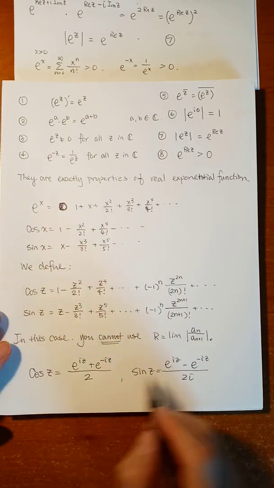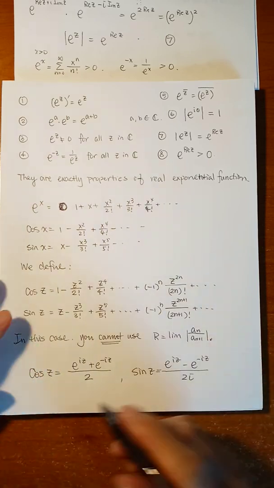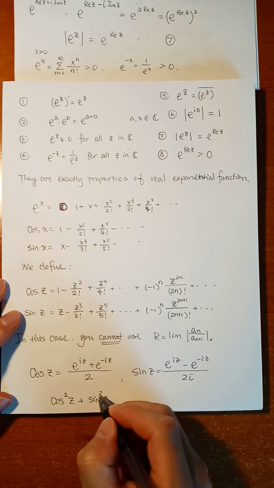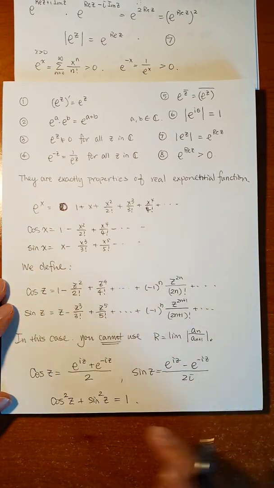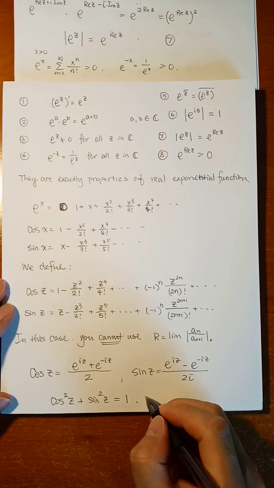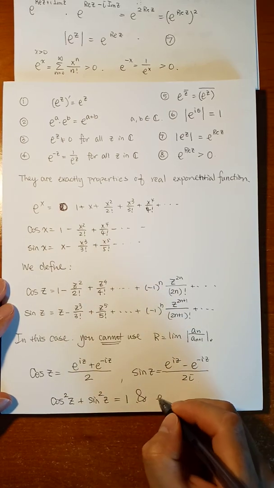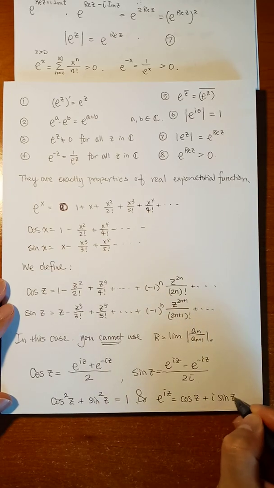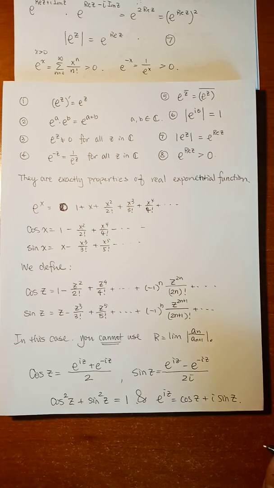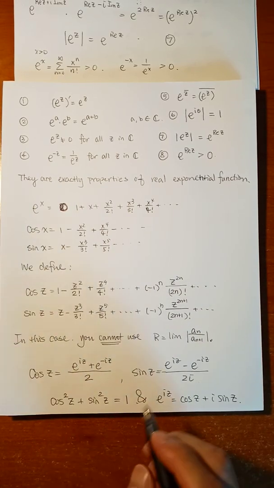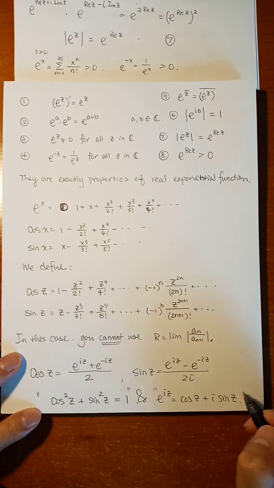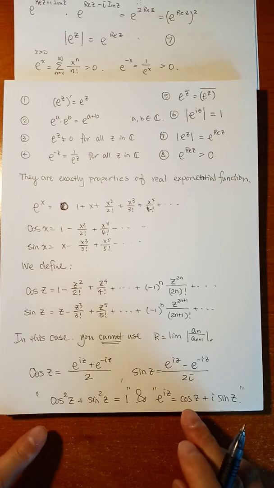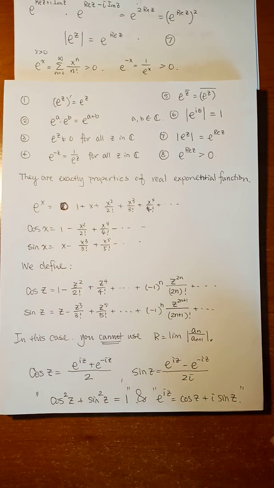And with this property, you do a square, you will get cosine of z squared plus sine of z squared is still equal to 1. And e to the iz is cosine z plus i sine of z. So these two conditions are also kept in the complex variable. You know them in the real variable, and this is also correct in the complex variable.